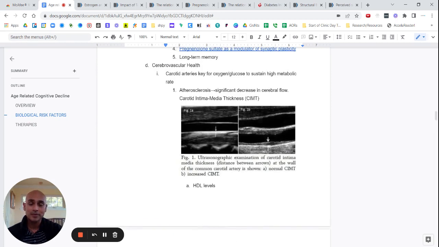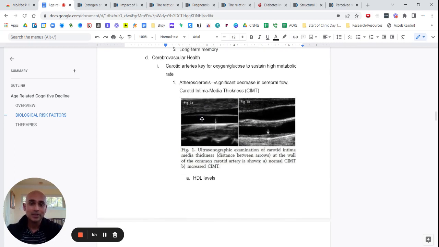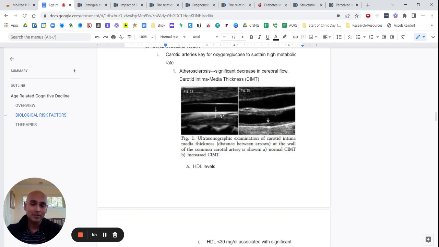Over time, if you develop atherosclerosis, that of course will decrease blood flow and decrease the oxygen, nutrients, and glucose that the brain needs. One way to determine that is to do a CIMT scan, or carotid intima-media thickness scan, which looks at the intima-media thickness. That is basically the thickness of the inner layers of the artery. The larger the thickness, the more evidence of atherosclerosis you have.